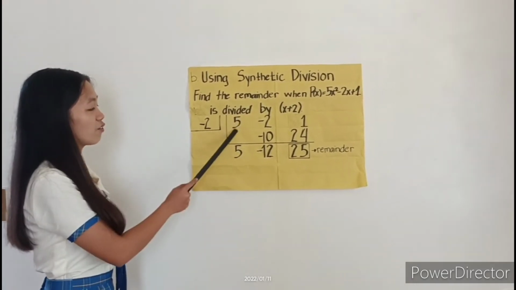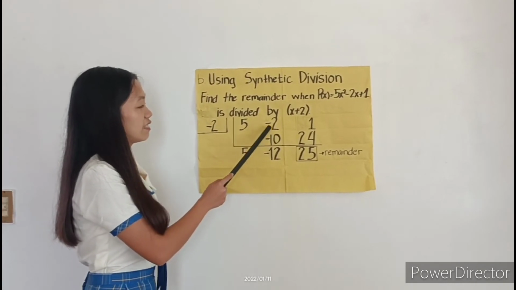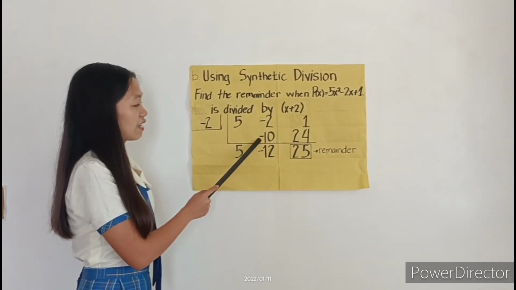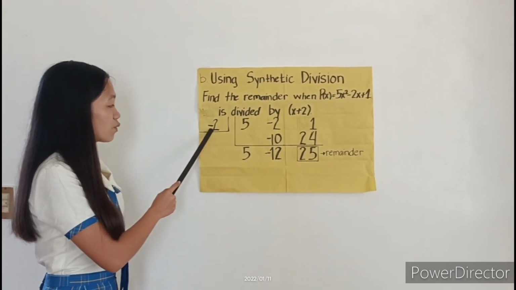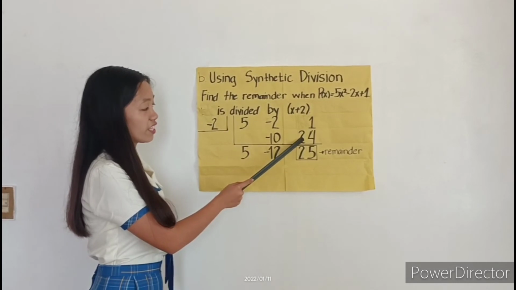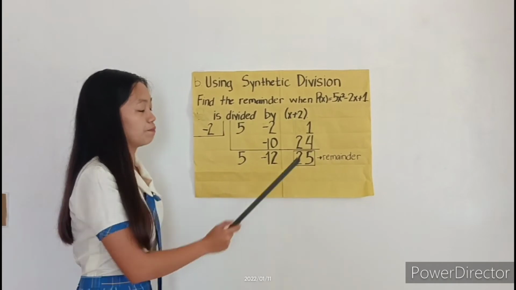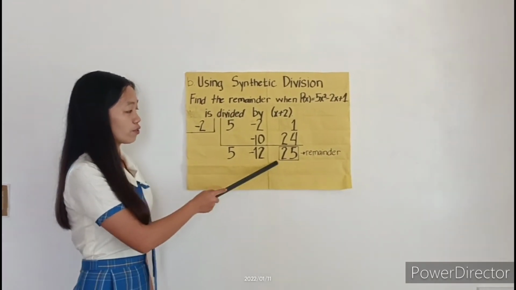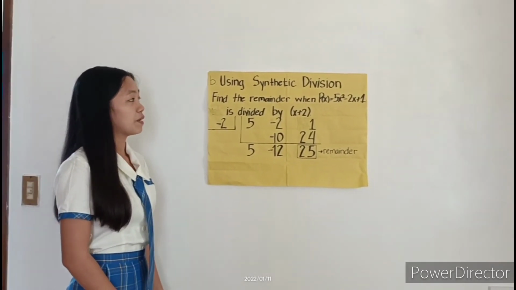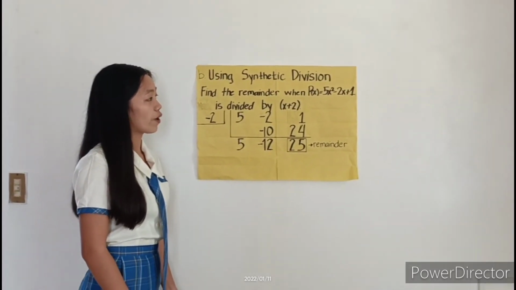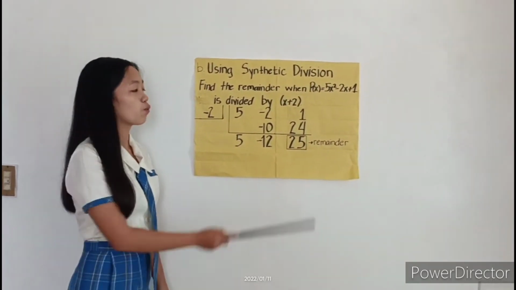After that, bring down 5, then multiply by negative 2. So we have now negative 10. Then add negative 2 plus negative 10, which is equal to negative 12. Negative 12 multiplied by negative 2 is equal to 24. So add them, 1 plus 24 is equal to 25. So the last term in our quotient is our remainder. Thus, the remainder when p of x is equal to 5x squared minus 2x plus 1 is divided by x plus 2 is 25.